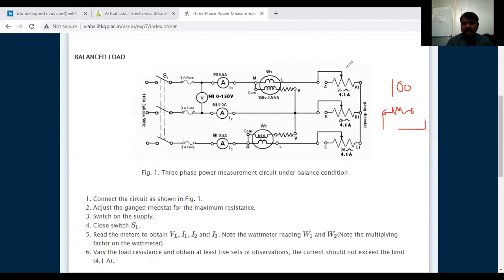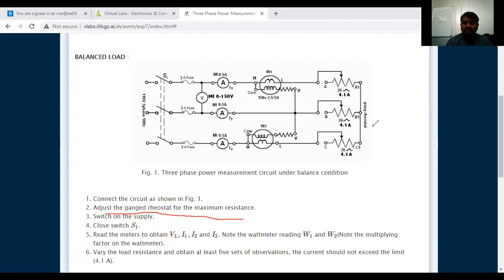Instead of this, I want to use variable resistance. What I will do is, instead of connecting here, I will connect here, somewhere. We are going to call this the tapping system. We can vary this anywhere at this point. This is the tapping, or variable resistance, or variable load type we are going to call that. For that reason, they told us to adjust the ganged rheostat for the maximum resistance.